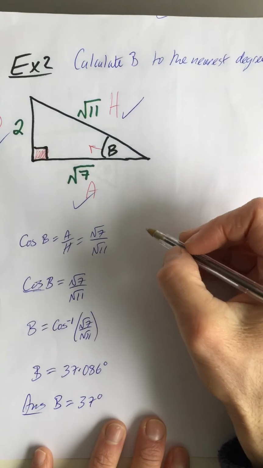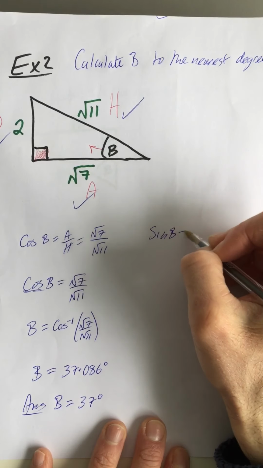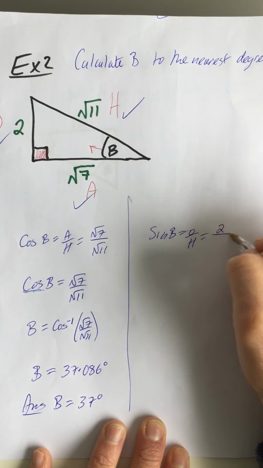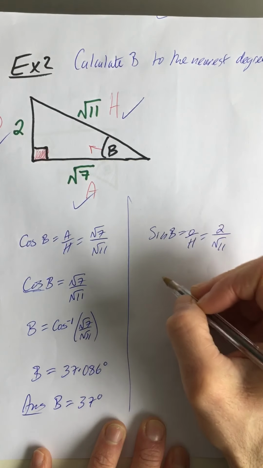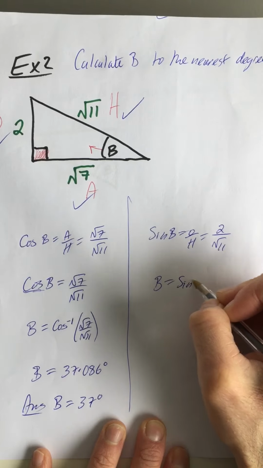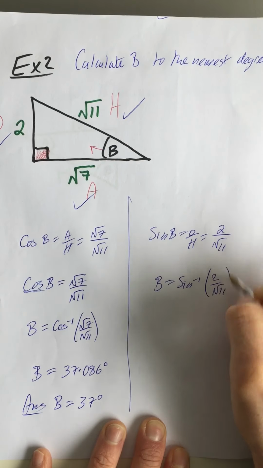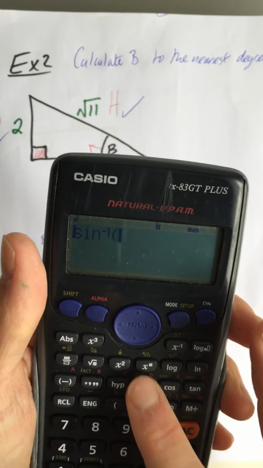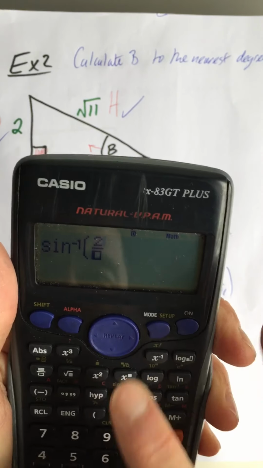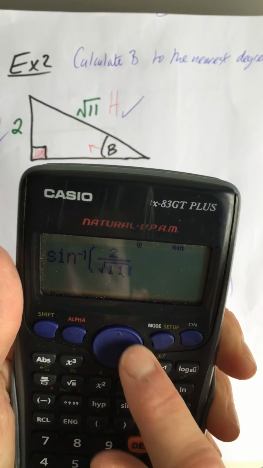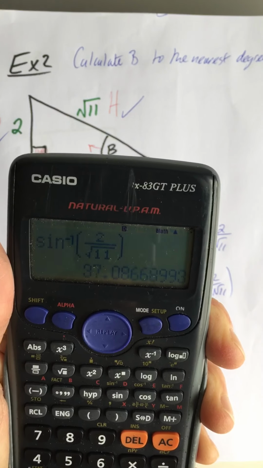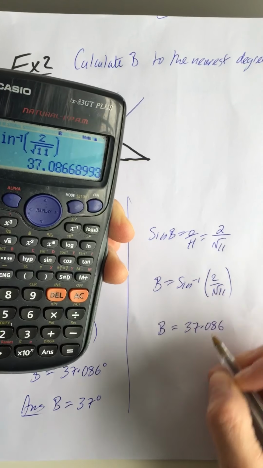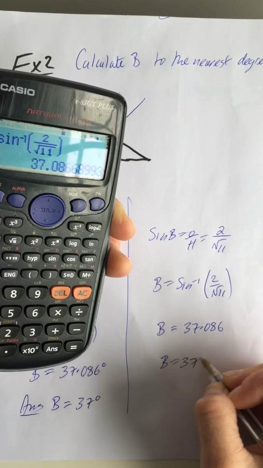If someone chose to use sine, for example, they would have said sine B is O over H, which in this one would be 2 over the square root of 11. And B would be inverse sine of 2 over root 11. And if I type that one into the calculator instead, shift sine, fraction, 2, arrow down, root 11, arrow out, close bracket, press equals. Up comes the exact same answer. So B would still be 37 degrees.